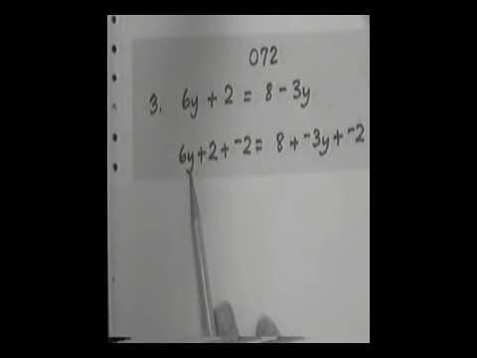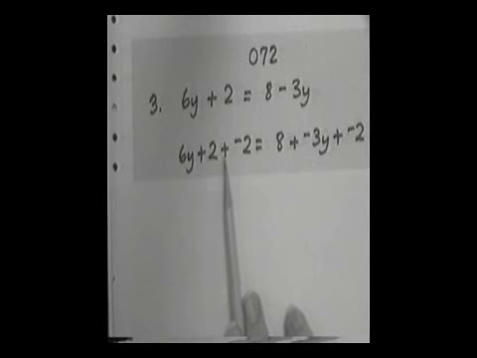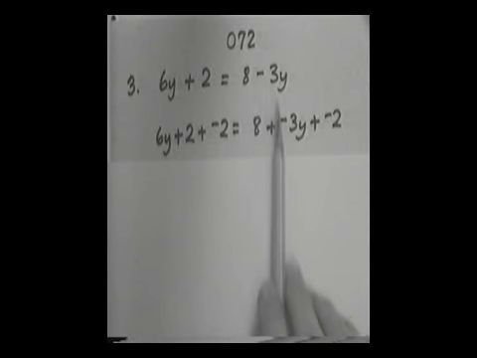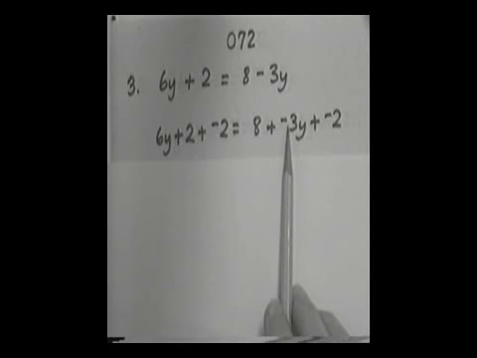That means we write 6y plus 2 plus negative 2 equals 8 plus negative 3y plus negative 2. Notice the only change I made in the original problem in copying it was to change from subtract to add the opposite. But the big change that I made on both sides of the equation, following the golden rule, was to add negative 2 on both sides of the equation.